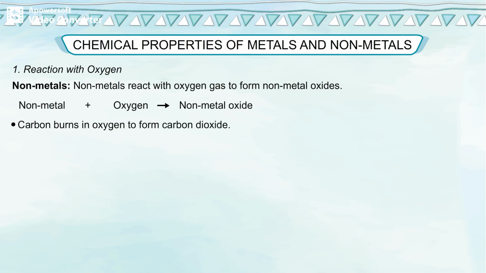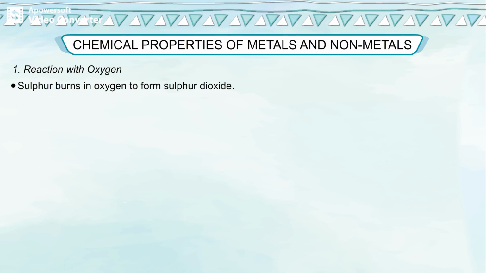Carbon burns in oxygen to form carbon dioxide. C plus O2 gives CO2. Sulfur burns in oxygen to form sulfur dioxide. S plus O2 gives SO2.